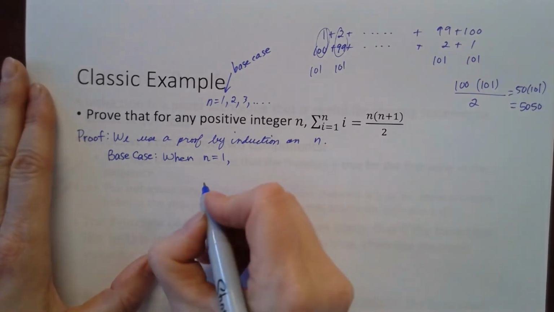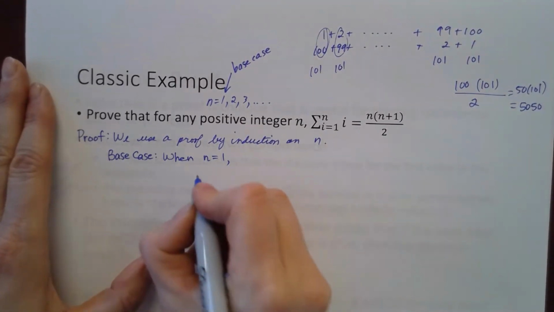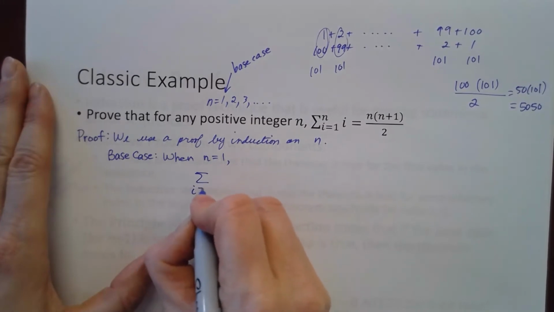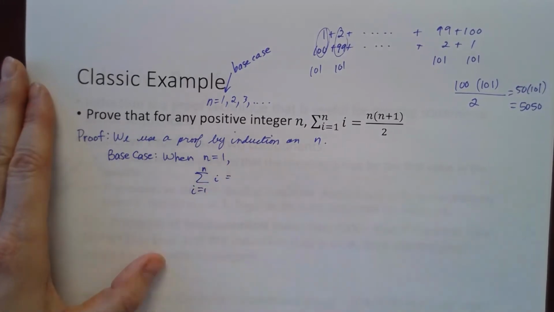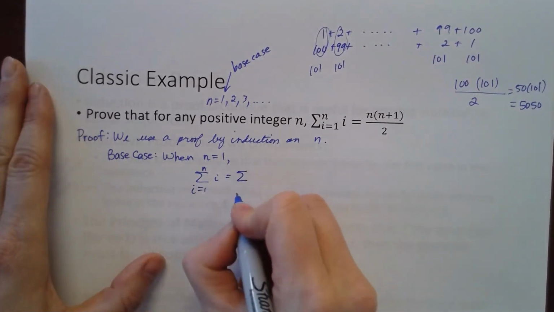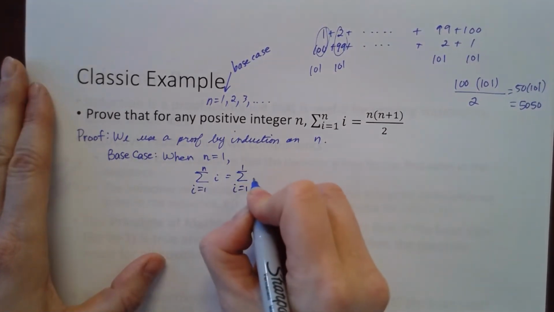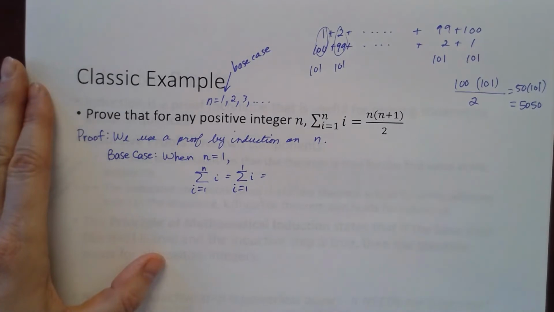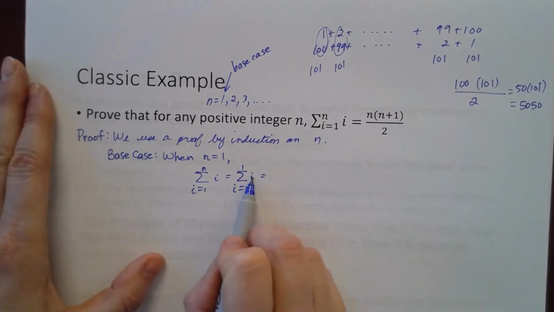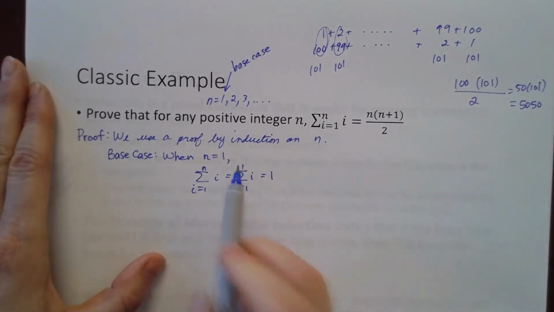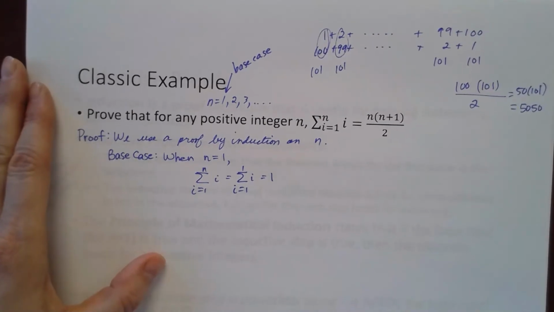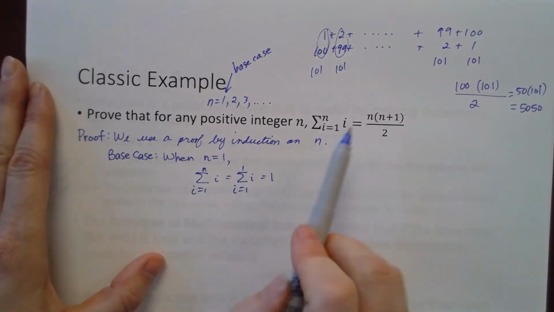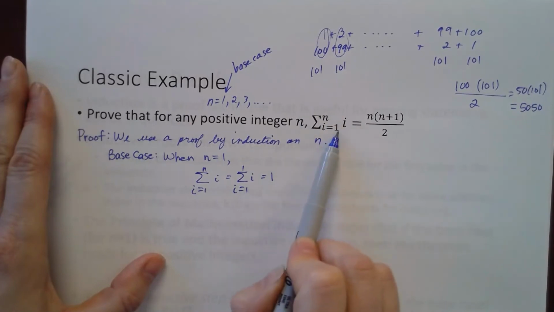When n equals 1, the left side, the summation from i equals 1 to n of i: if n were 1, I'd replace that n with 1. So that would be the summation from i equals 1 to 1 of i. I start at 1, substitute it into that expression, and I stop at 1. There it is. That's the left-hand side of the equality.